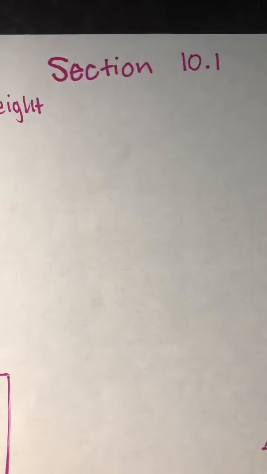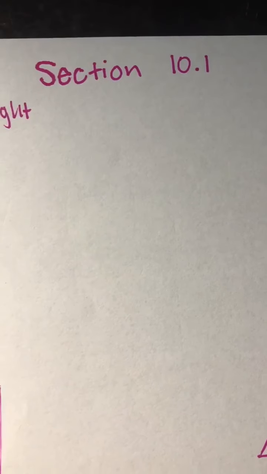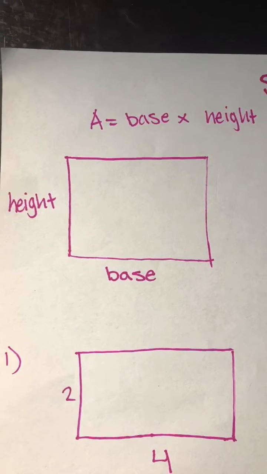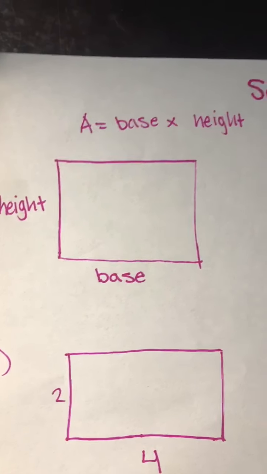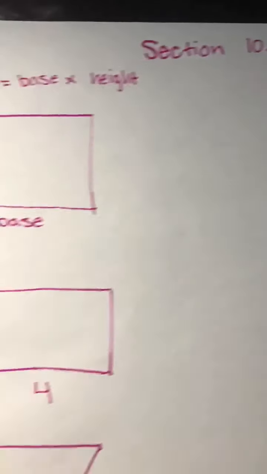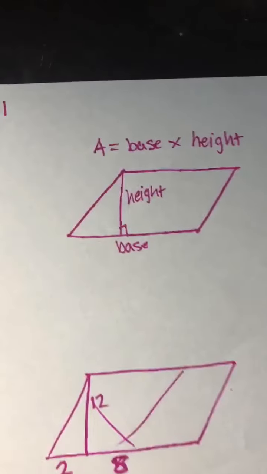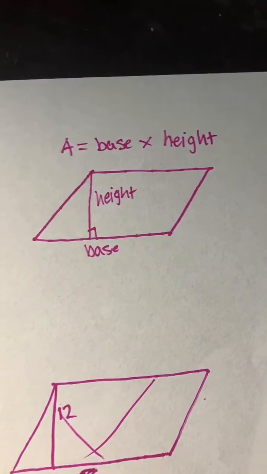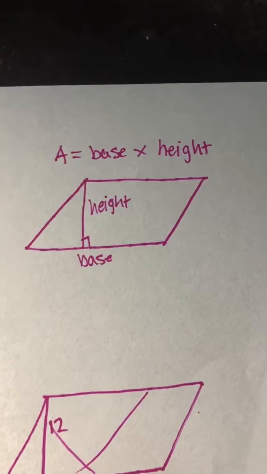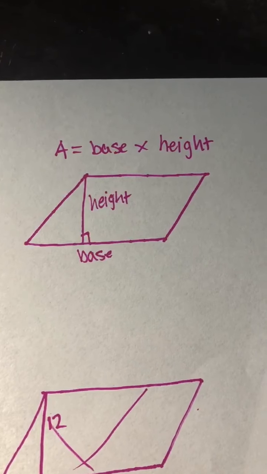This is section 10.1, finding the areas of rectangles and parallelograms. So first you need to start off with your basic equation. This is the equation for a rectangle. Area equals base times height. Then we got parallelograms. Our parallelogram equation will be the same as base times height. However, you will be looking for the height that is perpendicular to the base.